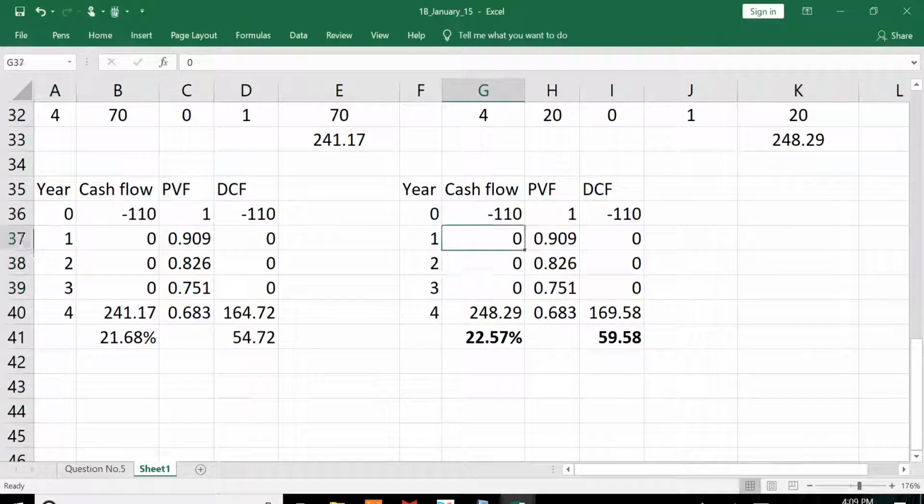Your maturity value will be 241 and 248. Second project will be better both in terms of NPV and IRR. You can copy the second table. Maturity value you should get it. IRR I want you to do because it will take a lot of time to compute IRR.